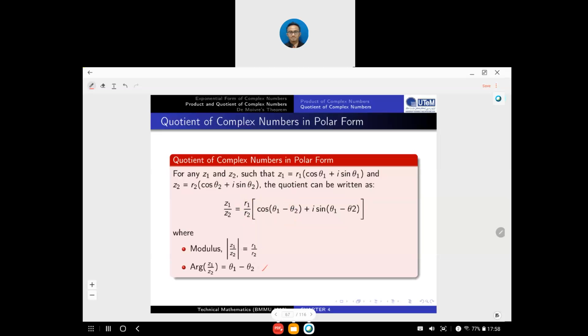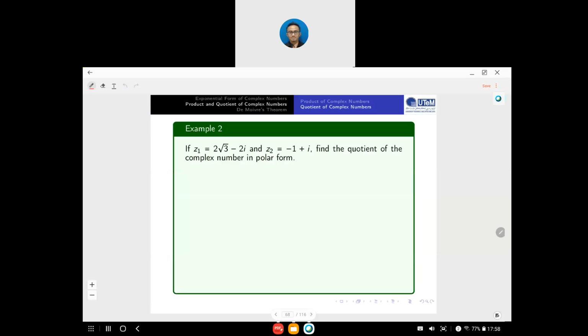And then look at the example here. If Z1 equals 2 times (square root of 3 minus 2i) and Z2 equals negative 1 plus i, find the quotient of the complex numbers in polar form, meaning that you want to find Z1 divided by Z2. So you need to find first what is your R. So R equals 4. And then your theta, also the same thing.